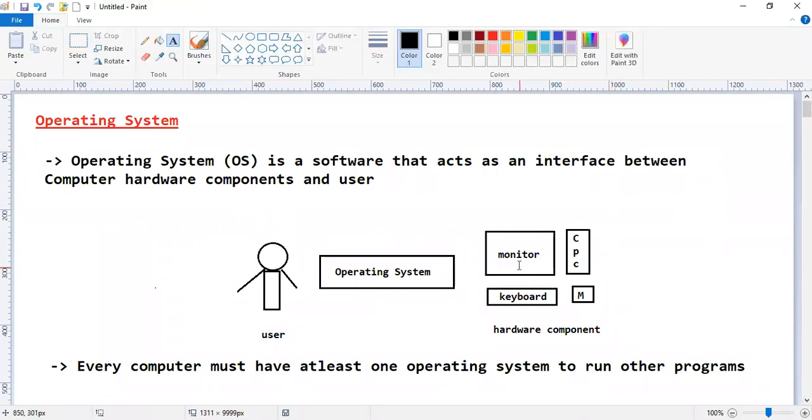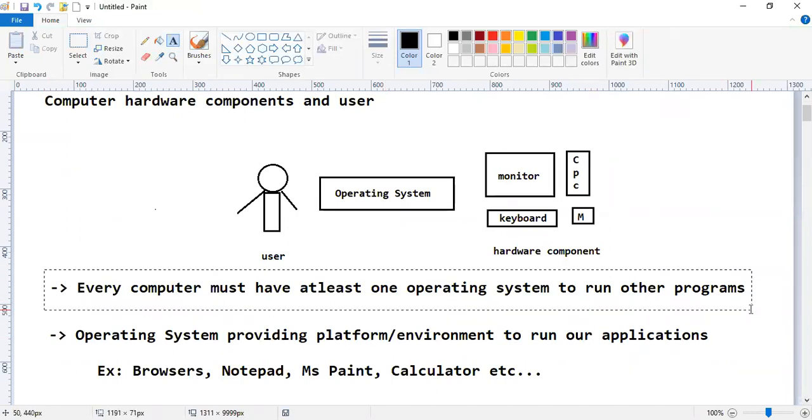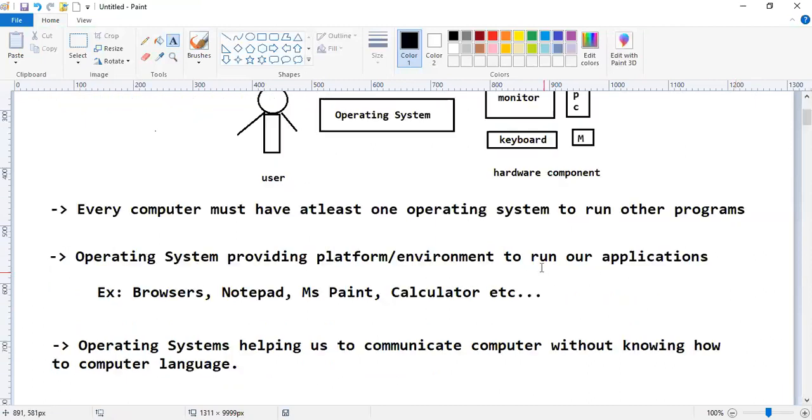Now we can see the computer which will have a monitor, which will have a CPU, keyboard, mouse, motherboard, RAM, hard disk, like that. There are so many components available. Now, if I want to use those components, I need operating system as an interface or operating system as a mediator. All right. Every computer must have at least one operating system to run other programs or applications.